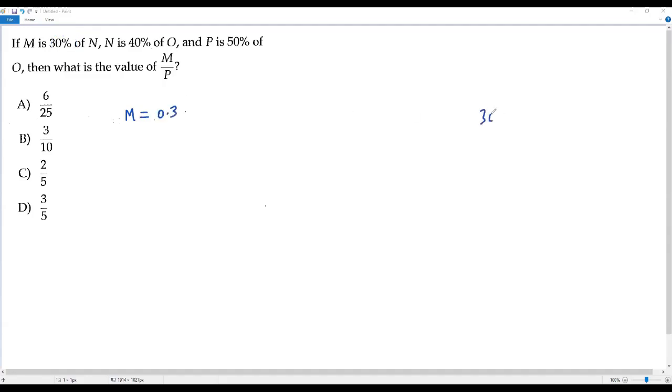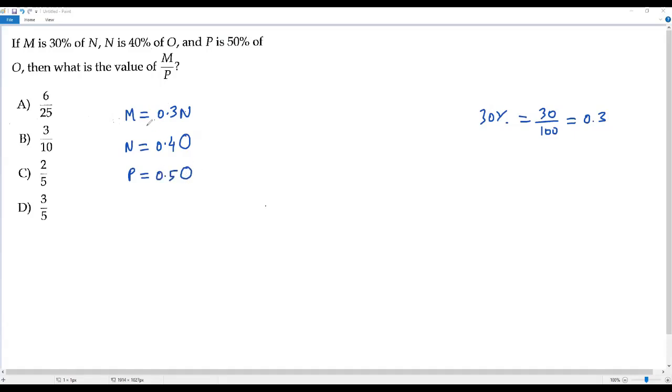To convert 30% to a decimal, we write it as a fraction, that is 30 over 100. When I divide 30 by 100, I am getting 0.3. So "of" means times n. So m is 0.3 times n, and now n equals 40% of o, that means 0.4 times o, and p is 50% of o, that is 0.5 times o.